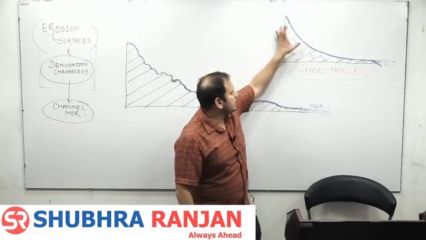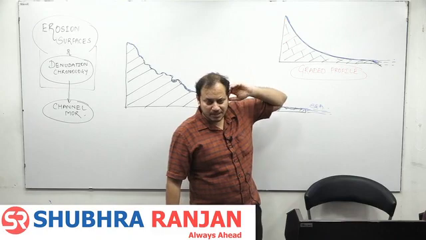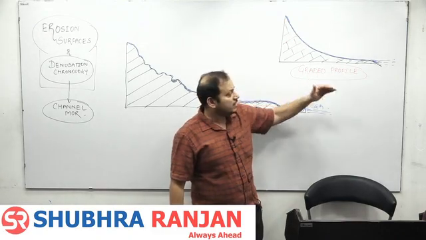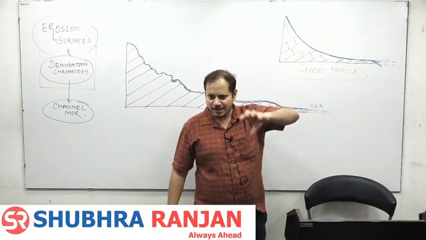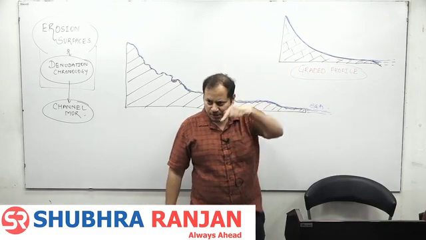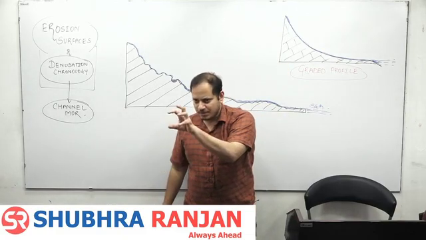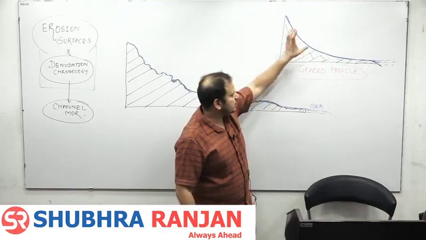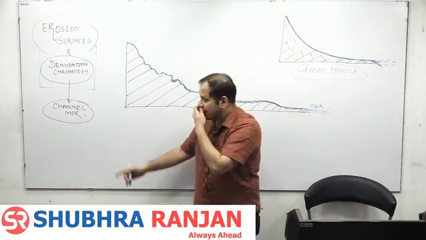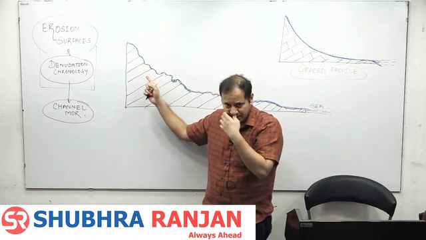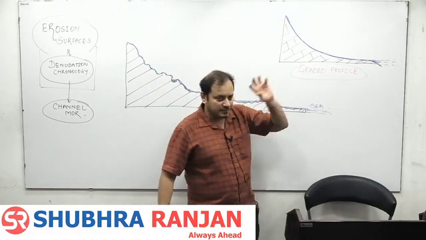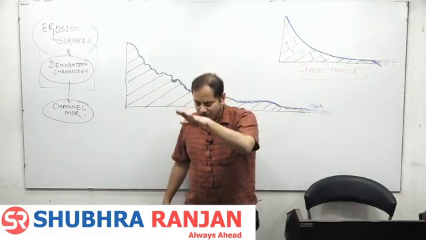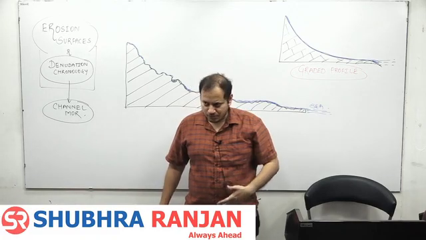This profile is also graded. Graded profile does not mean that the river is in the youthful stage and then the river becomes old age. Graded profile means that right from youth till old age, the profile of a river has to be very smooth. In the youthful stage also it has to be smooth, with very few waterfalls and rapids. In the mature stage the river has to go through a smooth surface, and in old age also it has to go through a smooth surface.